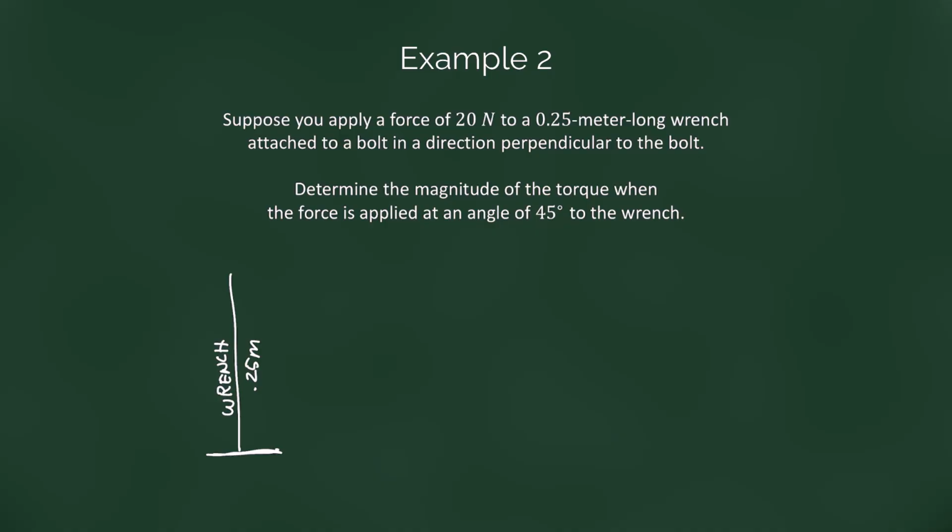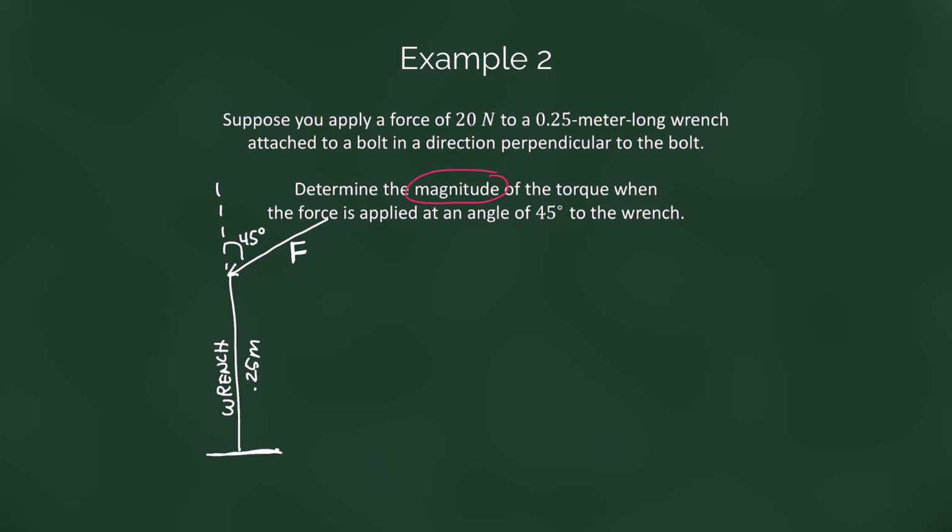And we're going to apply some force to that wrench. So we have a force vector that's being applied at an angle of 45 degrees to the wrench. So this is 45 degrees here, and this is our force. And we want to know the magnitude of the torque.